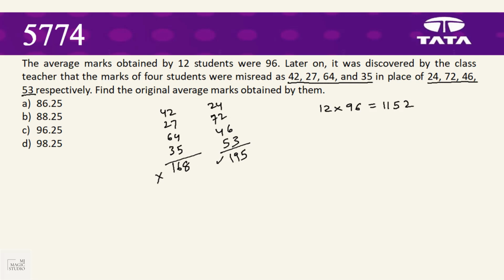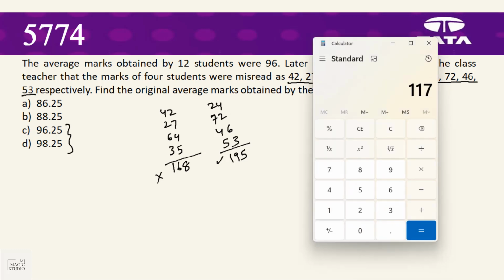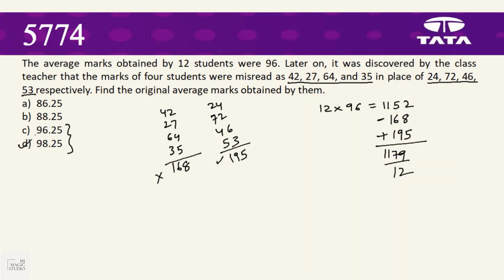So the correct value is more than the wrong value. The average has to be greater than 96. We have got only two options which are greater than 96. Find the original average marks. It would be minus 168 plus 195. That will give us 1179. And 1179 divided by 12 is the answer. 1179 divided by 12 will give 98.25. Option D is the pick.